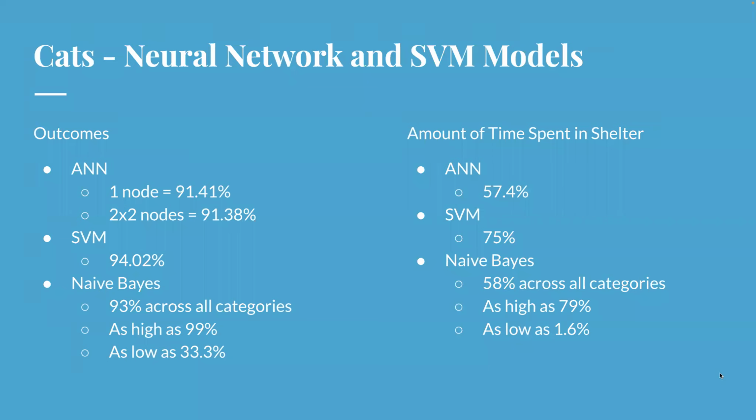So for the cats data set, the predictions were quite accurate for outcomes. The two ANN models gave us around 91.4% accuracy. The SVM gave us 94.02. And then the naive Bayes across all categories was about 93% accurate on the validation data. For amount of time spent in shelter, the prediction accuracy on the validation data was quite a bit lower.